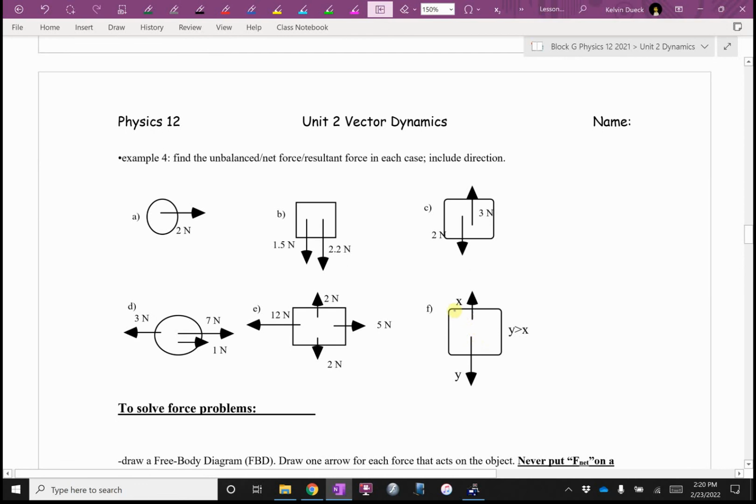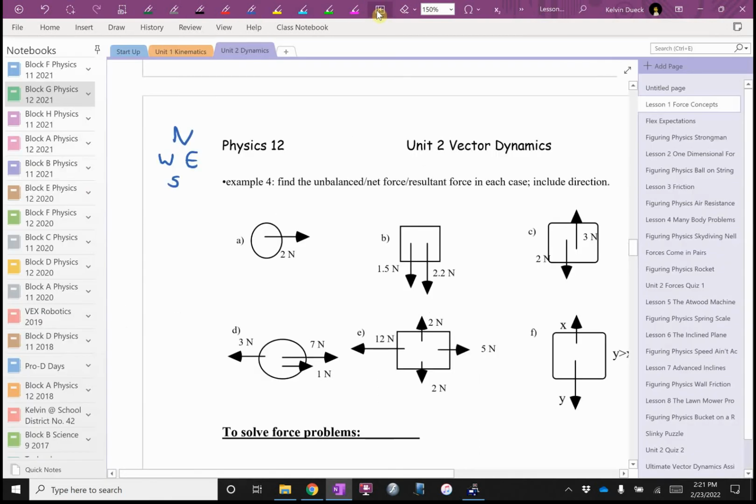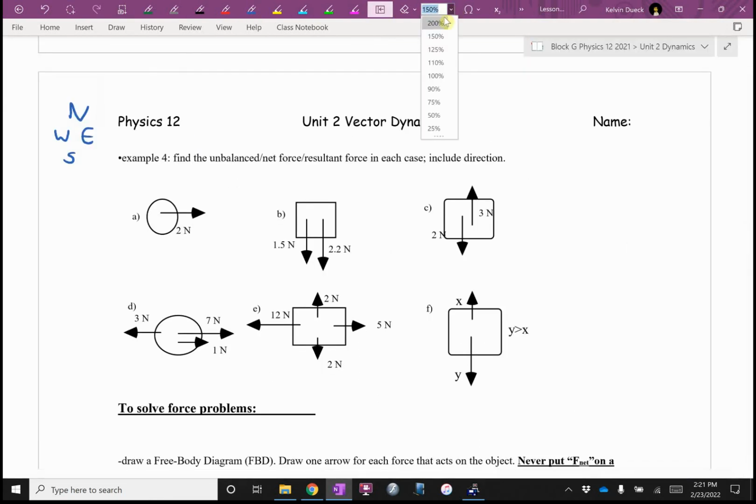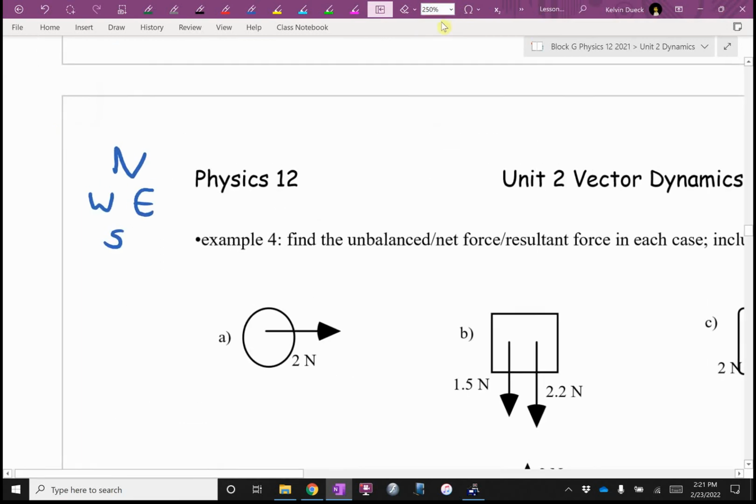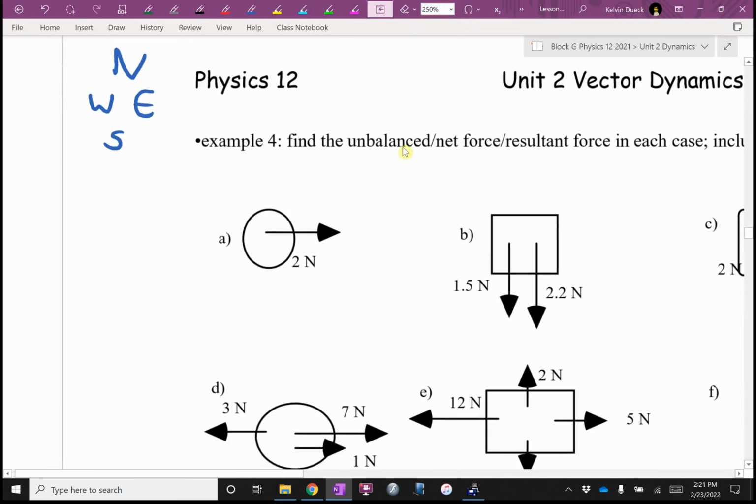Example 4 says find the unbalanced or net force. In each case, include direction. Let's put a little compass rose right here. Oh, wrong button, Mr. Duke. And let's zoom in. What's the net force, magnitude and direction, on A?